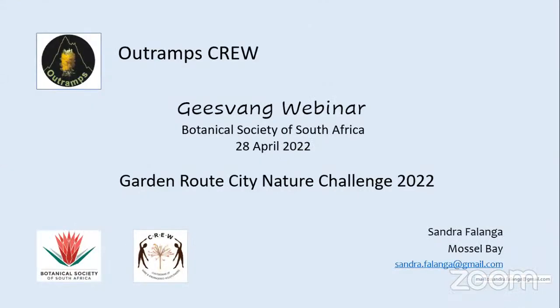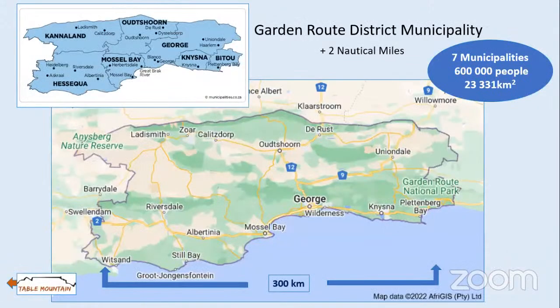Greetings, everyone, from Mossel Bay. The Outrams live spread out across the Garden Route, and I'm the furthest west. This is the domain for City Nature Challenge, the Garden Route District, plus 2 nautical miles, comprising of 7 municipalities. So obviously at the coast, then there's mountain range, inland, the Klein Karoo, and the northern boundary, the magnificent Swartberg, and then there are 2 lumps of mountains in the Klein Karoo, Kamanassi and Rooiberg.